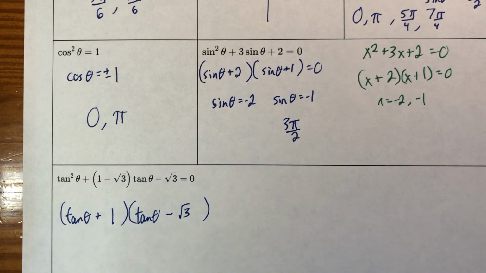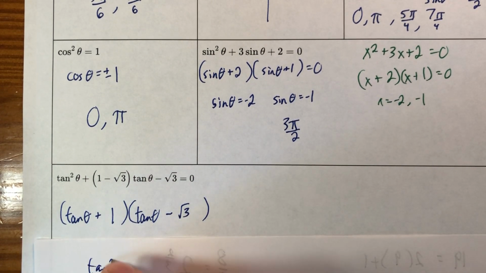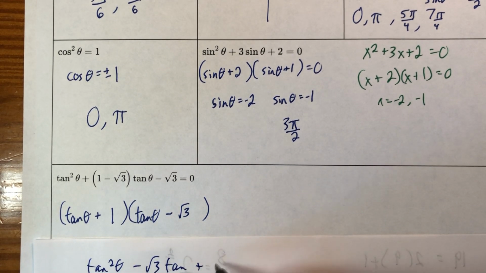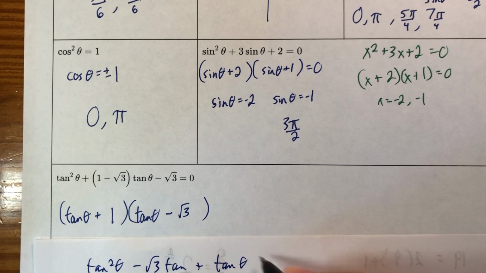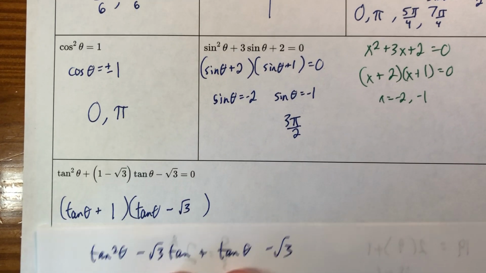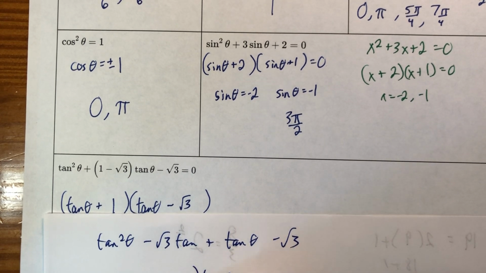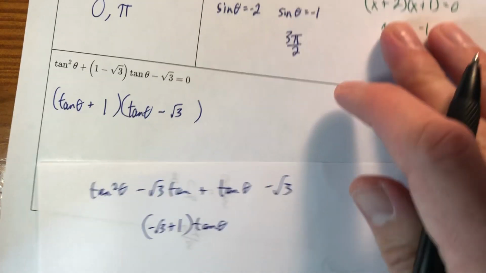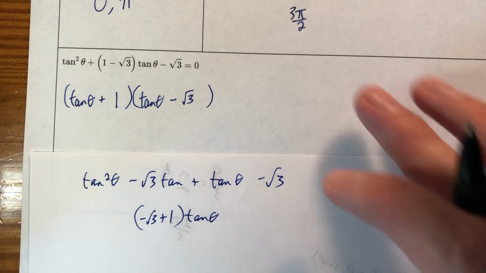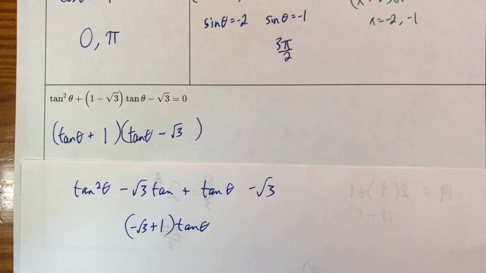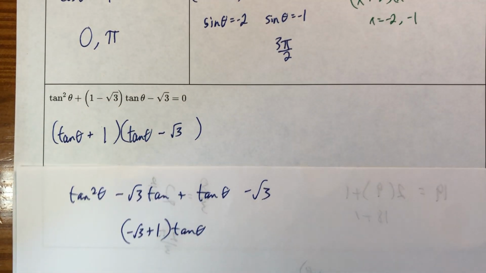If you were to grab a scrap piece of paper, my new favorite piece of paper, and multiply this out, you'd have tan squared minus square root of 3 tan plus 1 tan minus square root of 3. And these two terms together, well, you could factor a tan out, but we'll put the numbers in the front, and we'll have negative square root of 3 plus 1. I'll get it where you can see it. That'd be nice. Yeah, I want to learn too. Can't read your mind, sir. That is that. There you go.